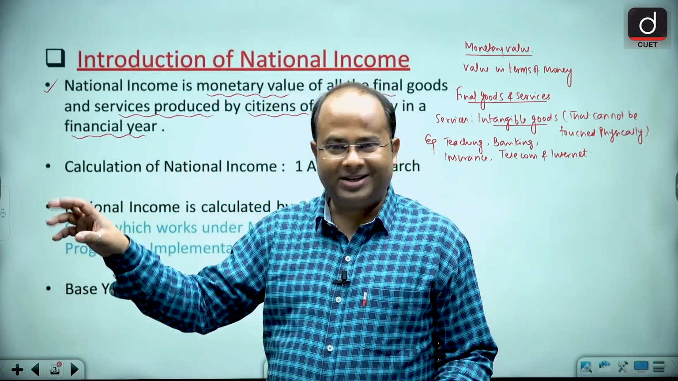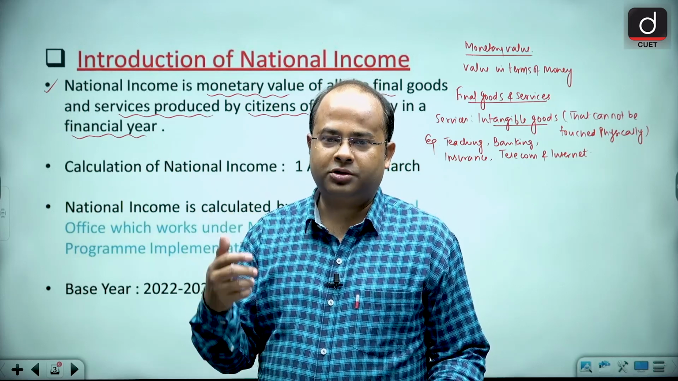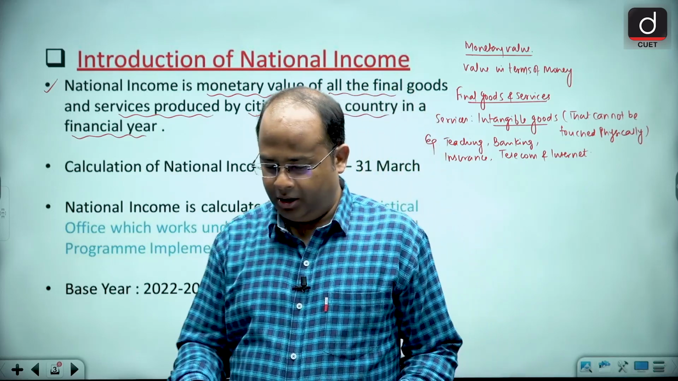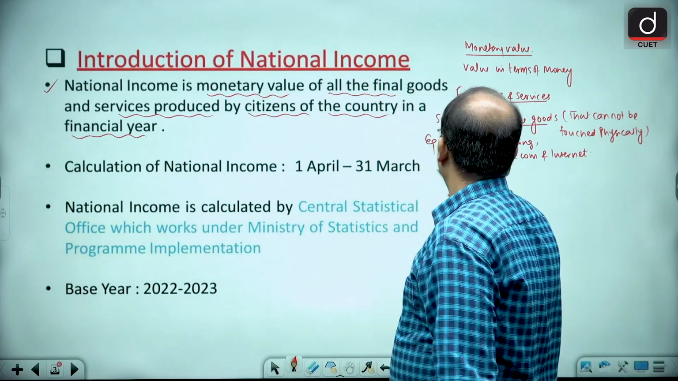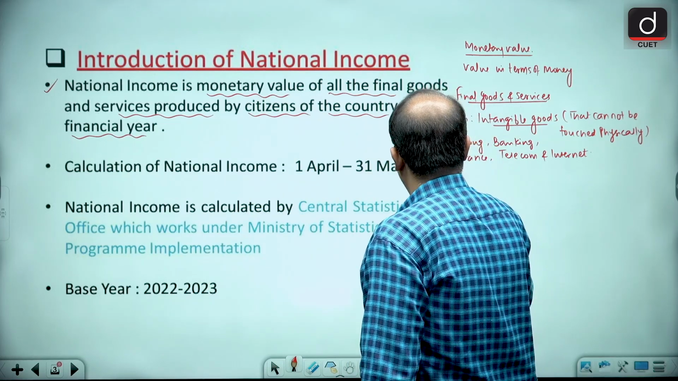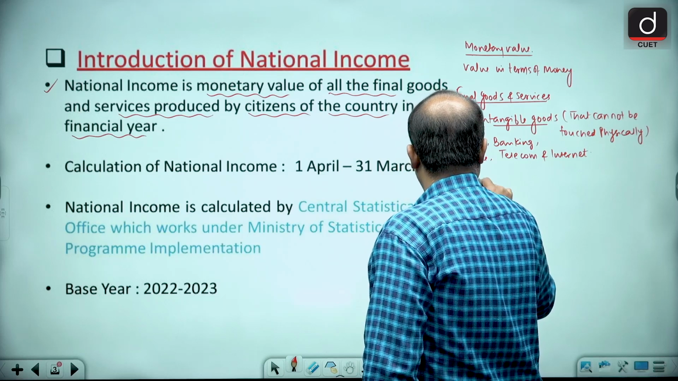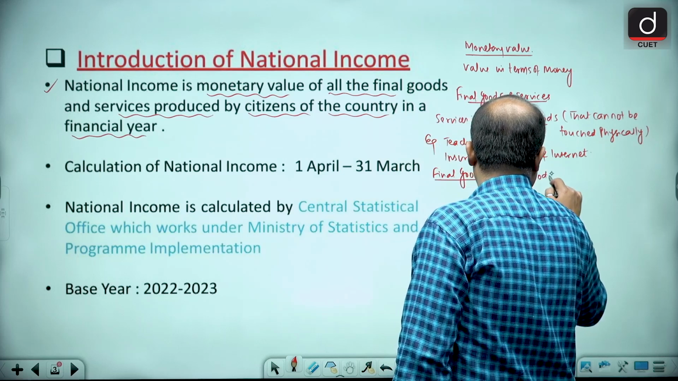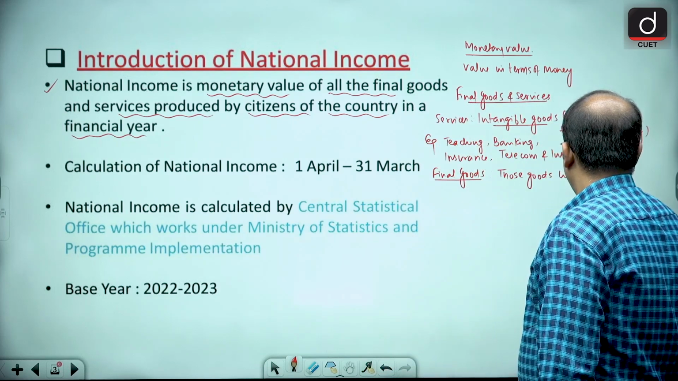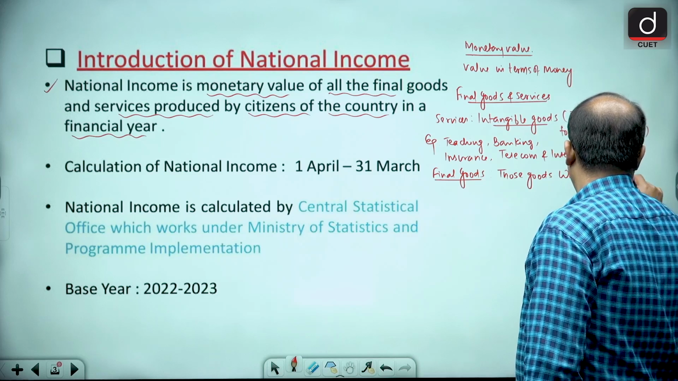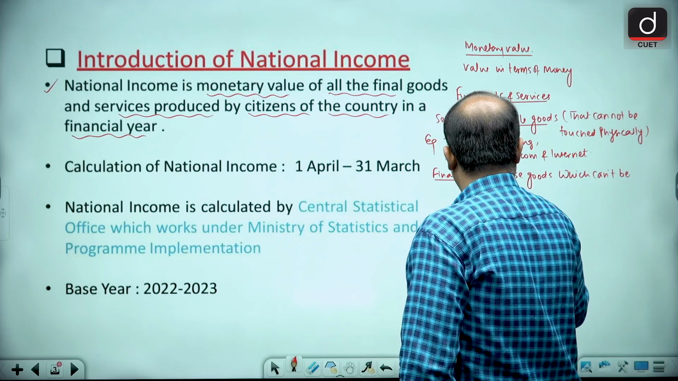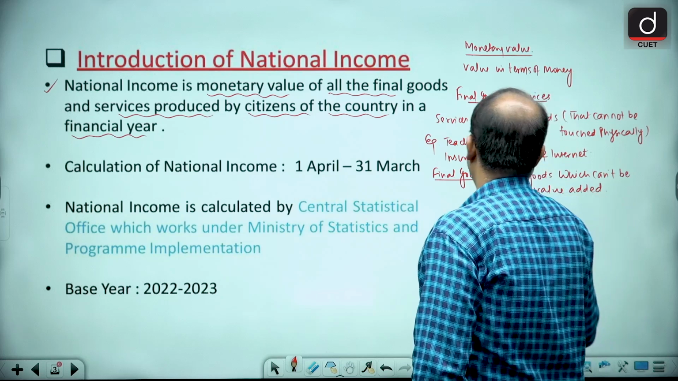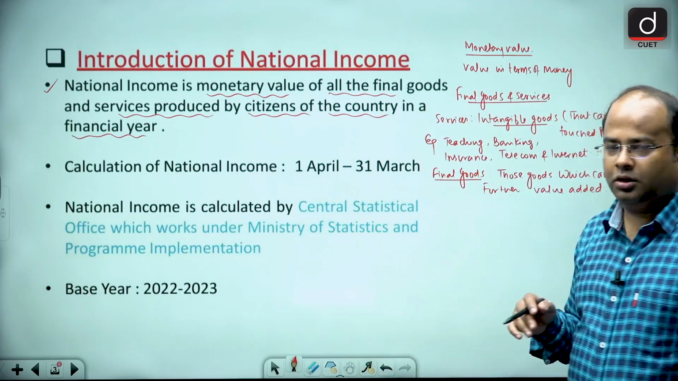Now what are final goods and services? Final goods are those goods which cannot be further value added. So final goods, now guys, are those goods which can't be further value added. Those goods which cannot be further value added are called final goods.